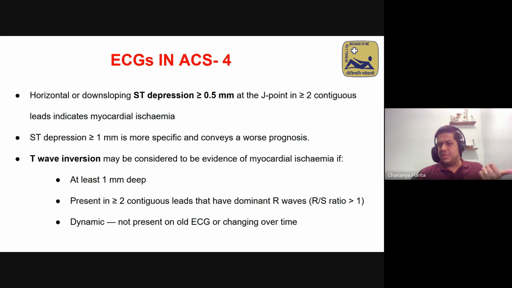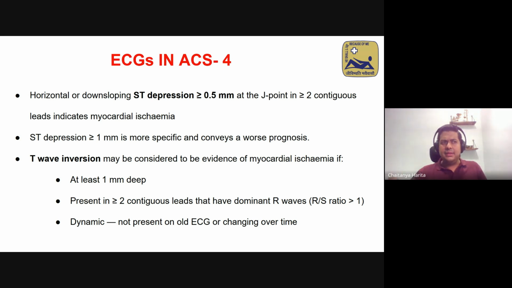T wave inversions which are at least 1 deep, in more than 2 contiguous leads which have predominant R waves, and which are dynamic. That means you have an ECG from 1 day ago which had no T wave inversions, but today's ECG shows T wave inversions. Or 6 hours ago there were no T wave inversions, now they are present. This is called dynamic T waves. This is an indication of myocardial ischemia. So this becomes non-ST elevation MI.